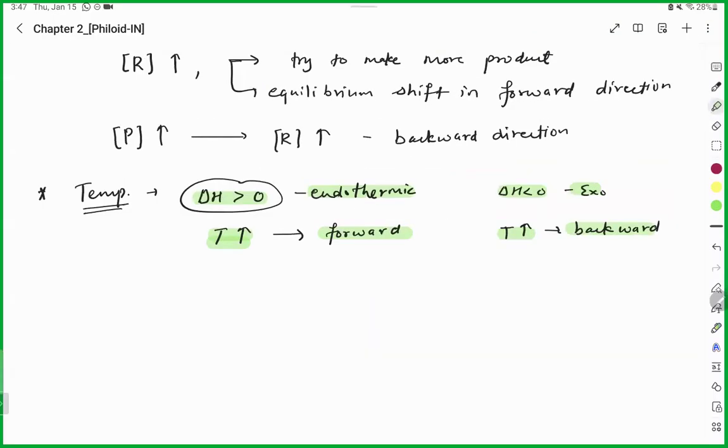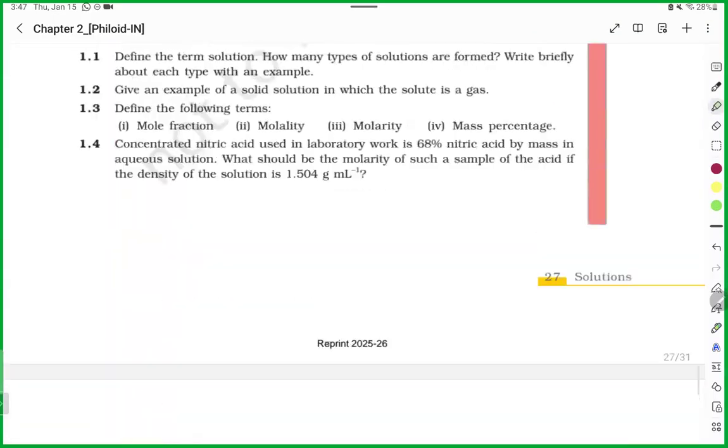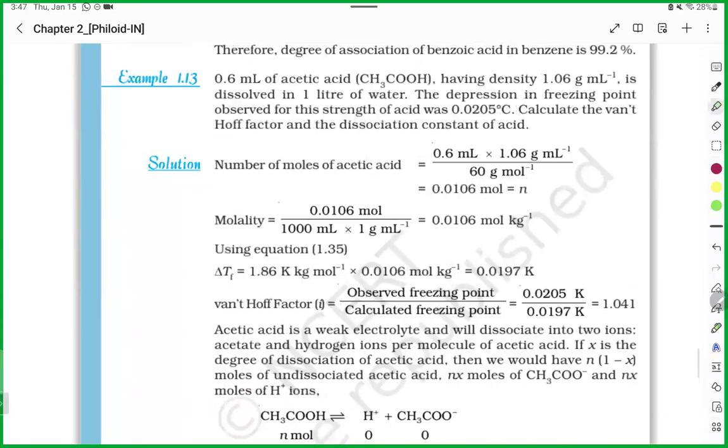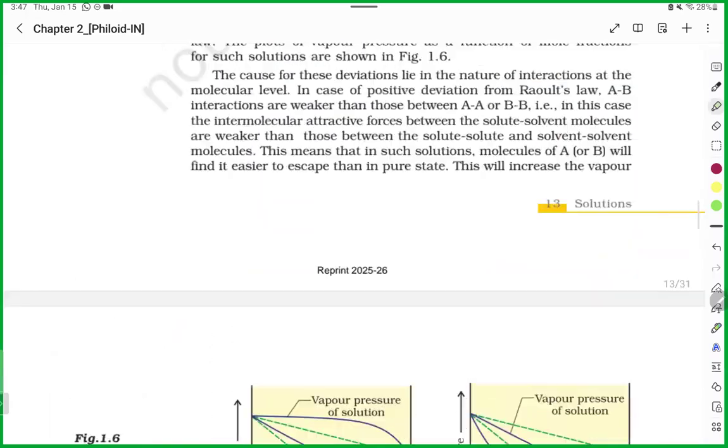Got it? Same thing I will teach you here. Equilibrium.